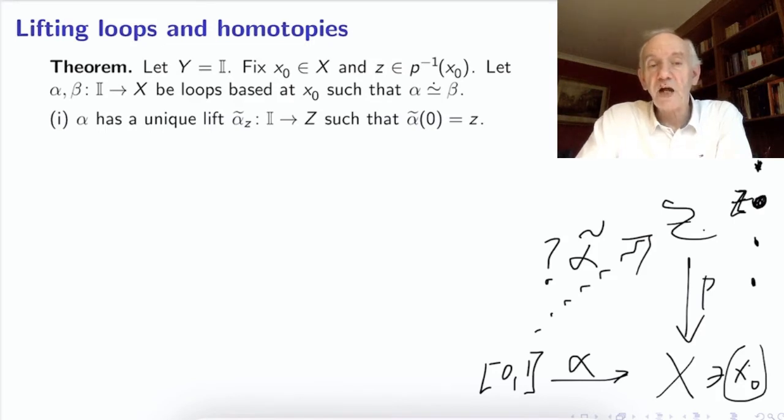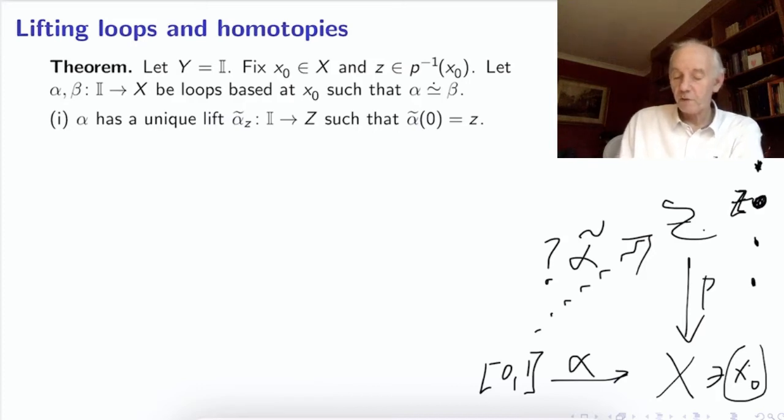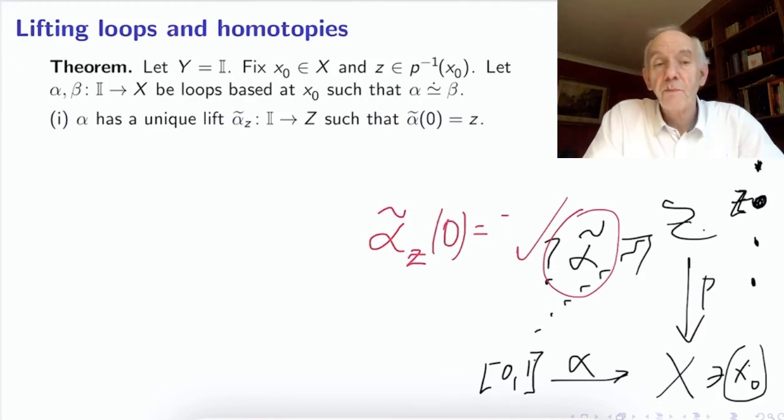So the statement is that I can find a unique lift of this loop alpha, which will be a path. It won't in general be a loop, it will be a path because it will be a continuous map from [0,1] to Z by definition, and it will start at little z. So in other words, I can find a lift with the property that alpha tilde, called alpha tilde subscript z because it's going to start at z, satisfies alpha tilde z at 0 equals z. That's part of the definition of this lift.